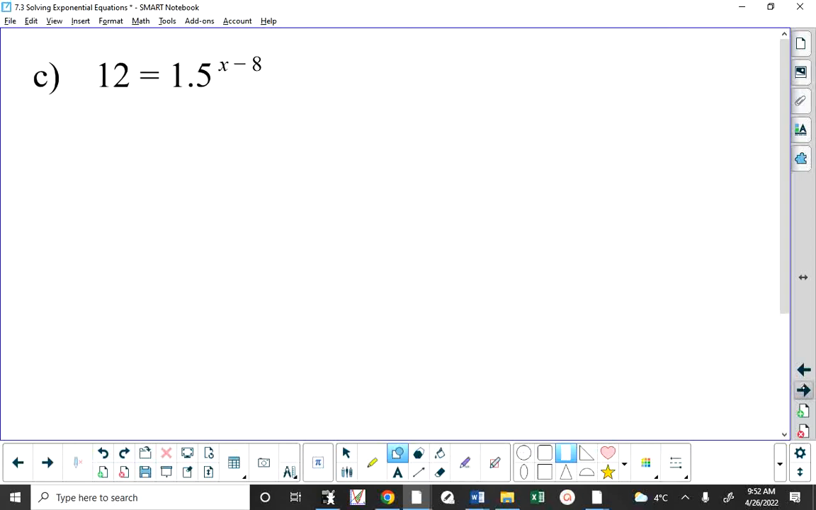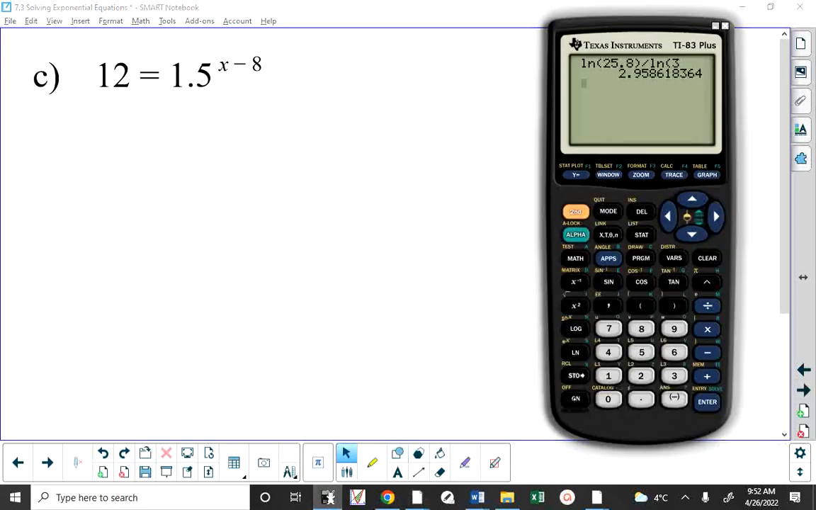12 equals 1.5 to the x minus 8. I would fully use the capabilities of my calculator. I would put in for y1 1.5 raised to brackets x minus 8. I would go to my table, and I've got it set to ask, so maybe you want to put it on automatic first. Start at 0 and go up by 1. I want this to be 12.